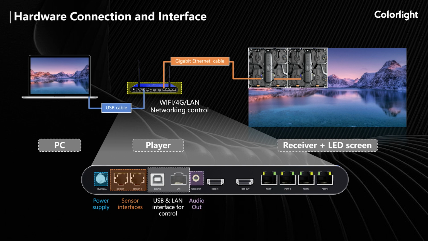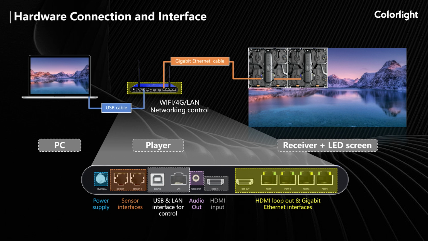This is the 3.5 mm audio output port for stereo audio output. This is the HDMI input port, which is used to input the video signal source when the player is in sync working mode. This is the HDMI loop port and Ethernet port, which are used to output the HDMI signal and Ethernet signal. According to the number of pixels on your screen, there are different numbers of Ethernet port media players for your choice.